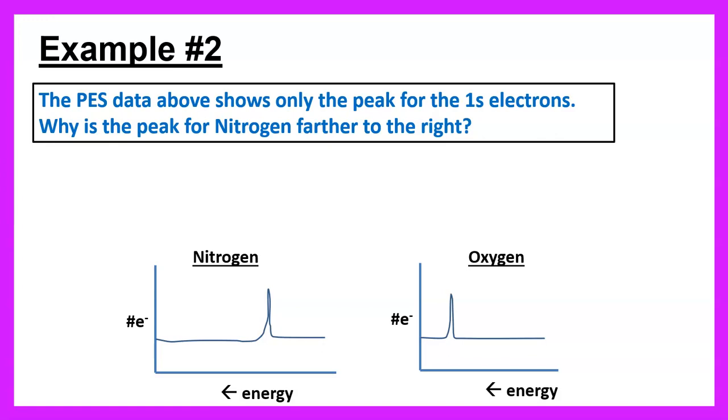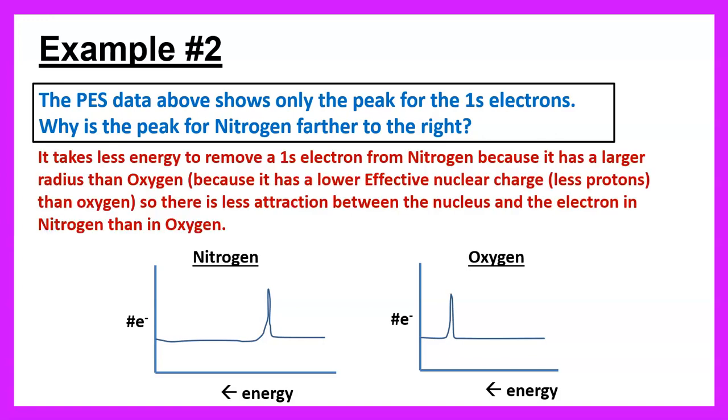All right, let's see if you got it. It takes less energy to remove the 1s electrons from nitrogen because it has a larger radius than oxygen. It has a lower effective nuclear charge, fewer protons, so there's less attraction between the nucleus and the electron in nitrogen than in oxygen. So make sure when you're giving answers to these, you reflect on the things I told you to be careful of when writing periodic trends answers, because they apply here.